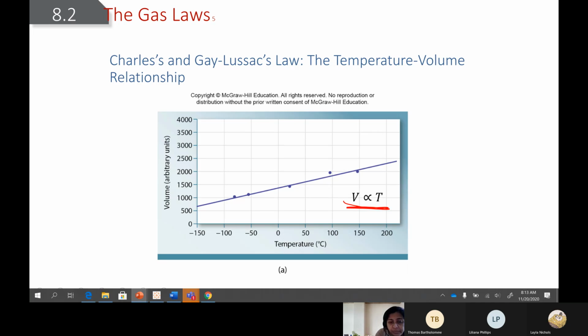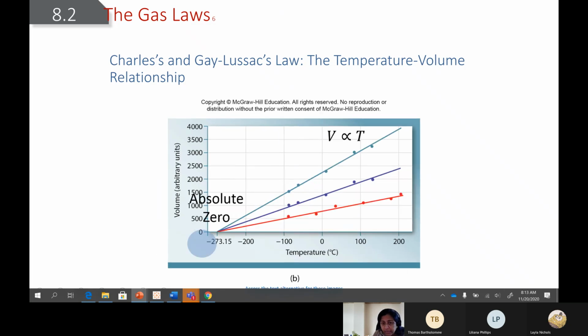Look, I am increasing the volume from 1000 to 1500. And as well, the temperature has also been increased. So the volume of a gas sample is directly proportional to the temperature of that gas sample. This graph is done using different gases, but you still see the direct relationship at constant pressure.